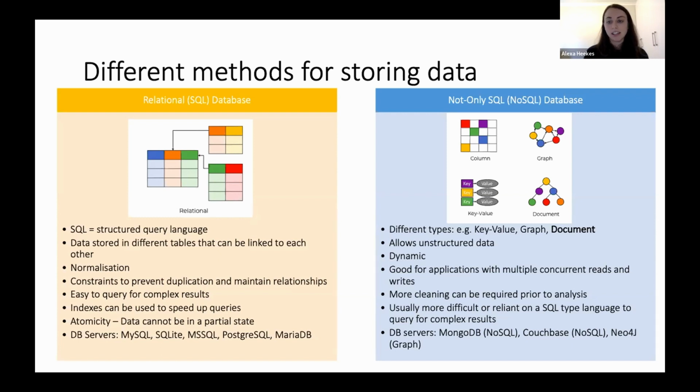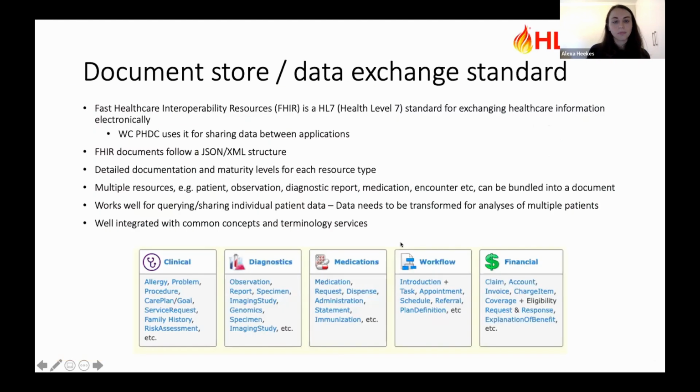But when it comes to analysis, it can require a lot more cleaning. And it can be a bit more difficult or reliant on some sort of SQL-like language in order to query the complex results. And for NoSQL, there are also various database servers. There's MongoDB, which is freely available. I think CouchDB has a cost associated with it. And then there's Neo4j, which is a graph database.